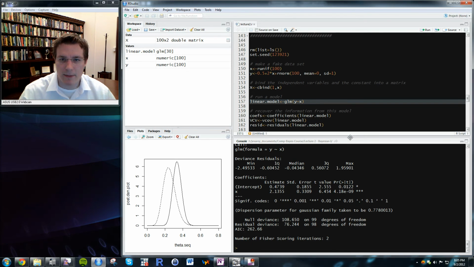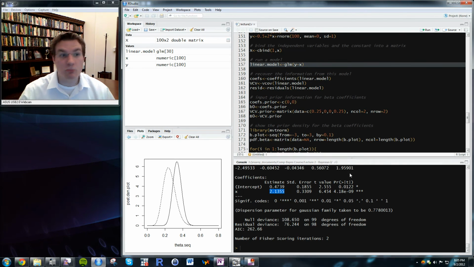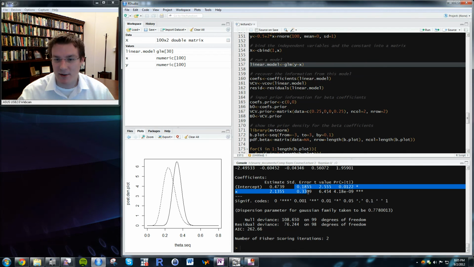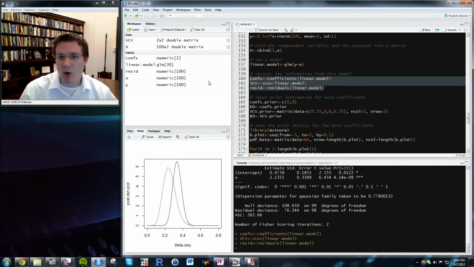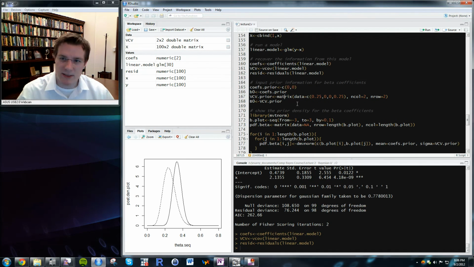0.5 for the intercept is pretty close to 0.47, our estimate here, and 2.14 is pretty close to 2, which is the true value of the estimate. Nevertheless, that's where frequentist analysis would end. I would just look at the estimates, I would look at the standard errors, and I'd be done with it. So I'm going to recover the coefficients, VCV, and residuals from this linear model using the appropriate functions.